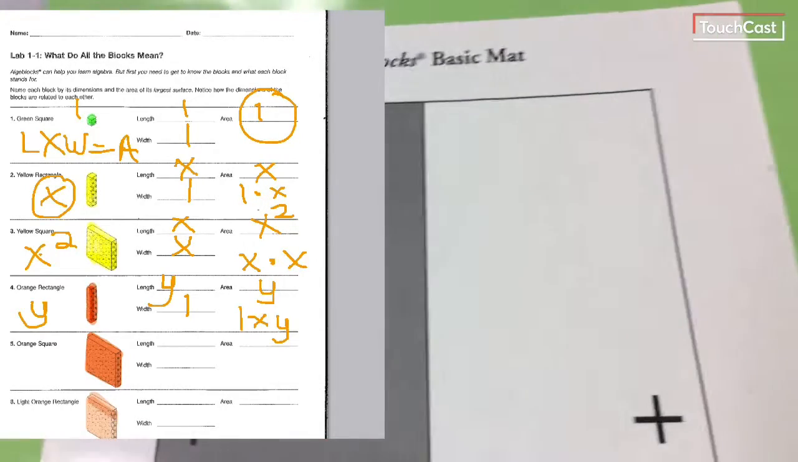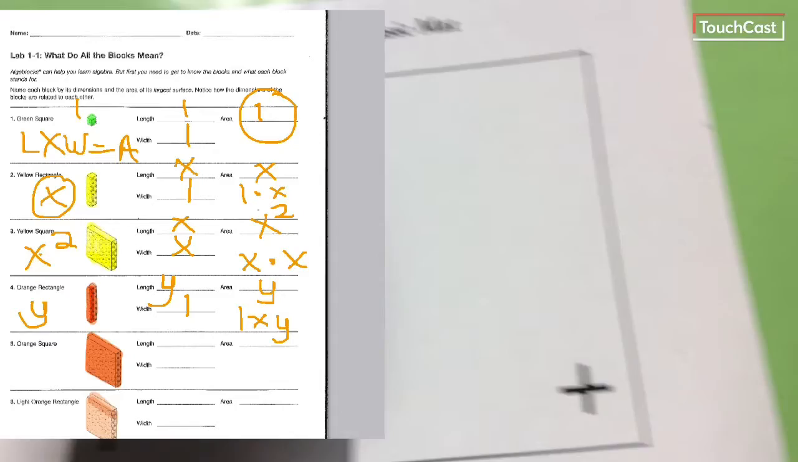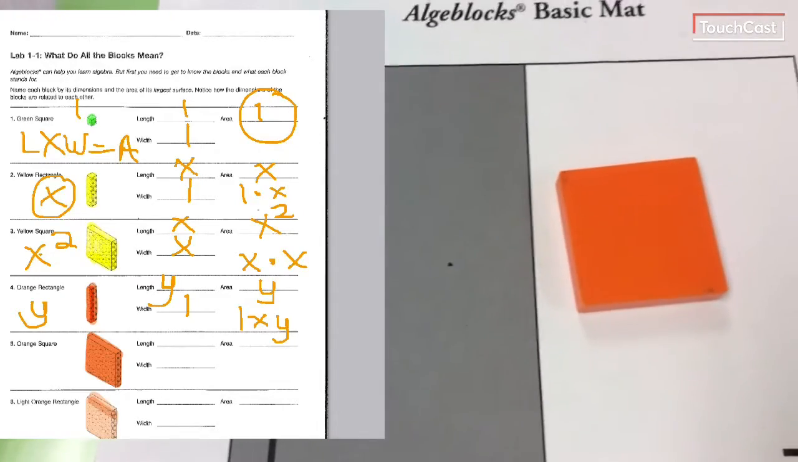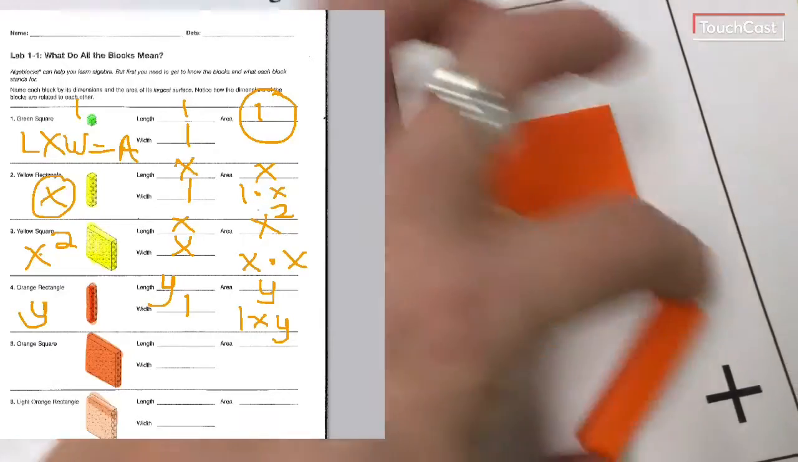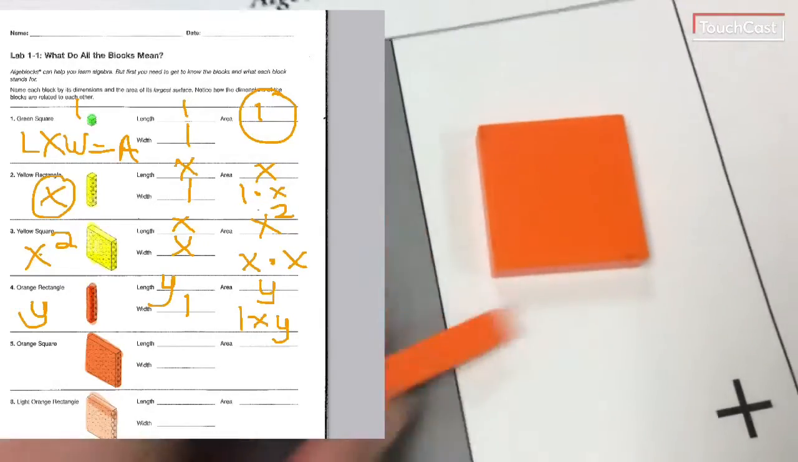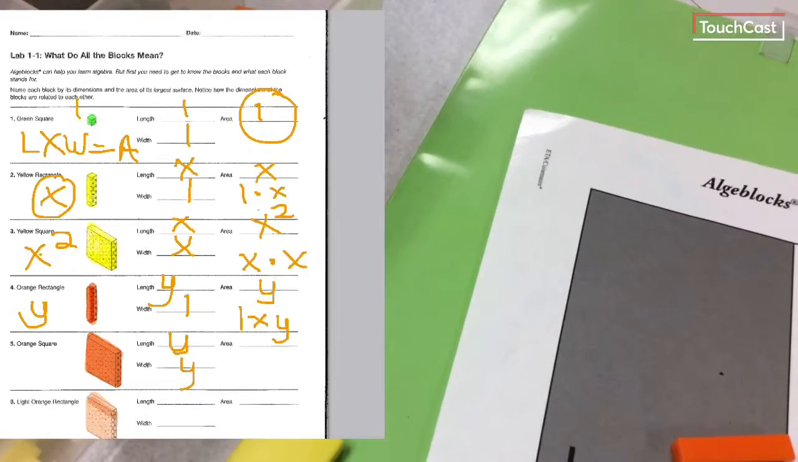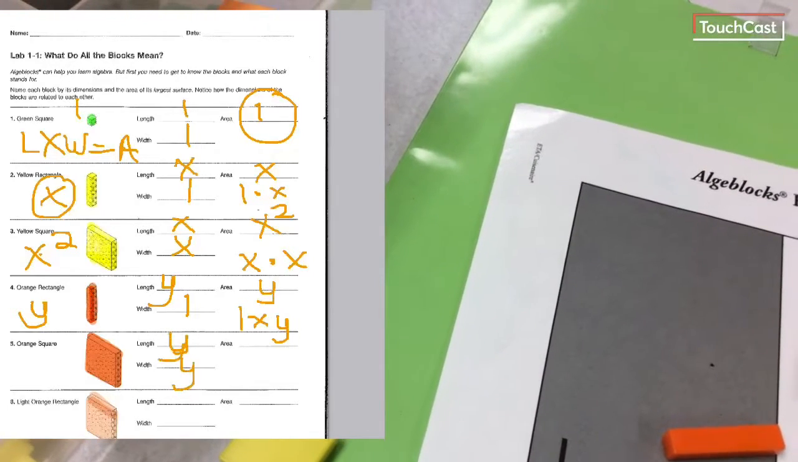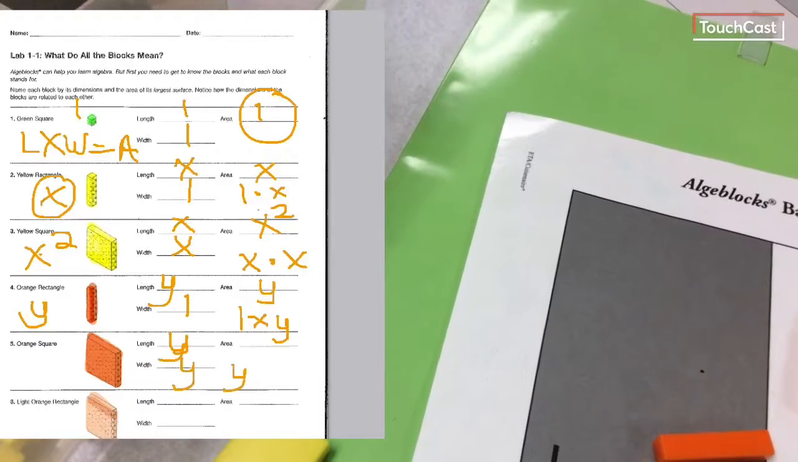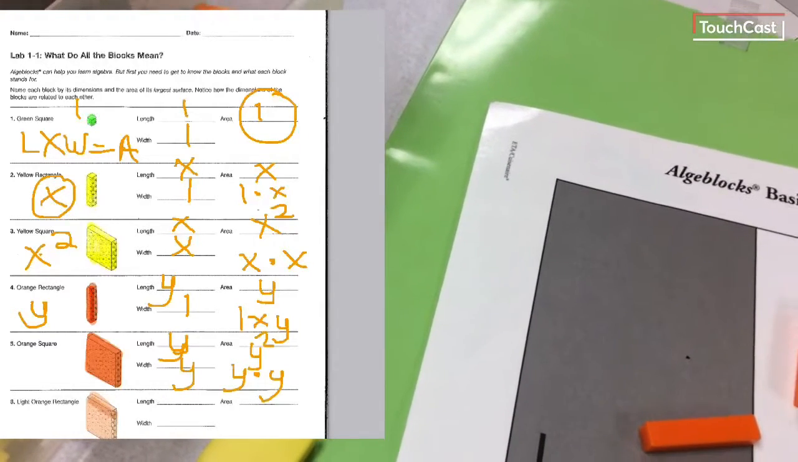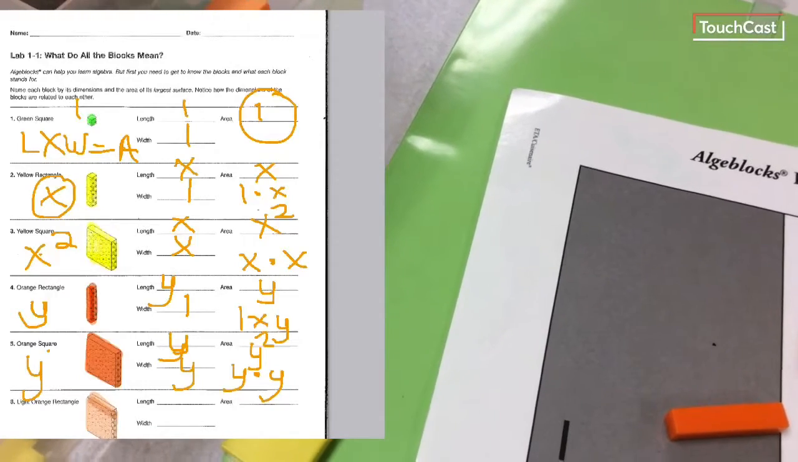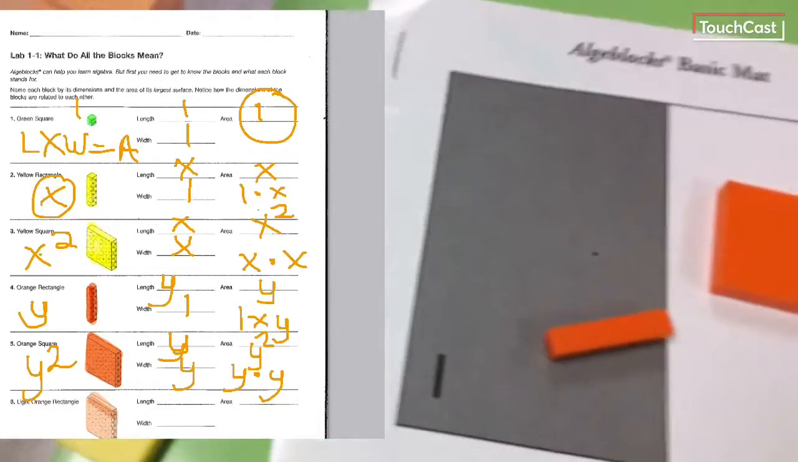Now let's get out the orange square. The orange square is similar to the yellow square, except, look at it, it has a length of y and a width of y. So we have length y, width y. Sorry, my writing's kind of messy. The area will be y times y, which is y squared. So we call our orange square y squared.